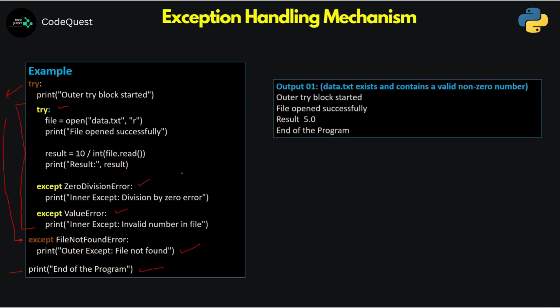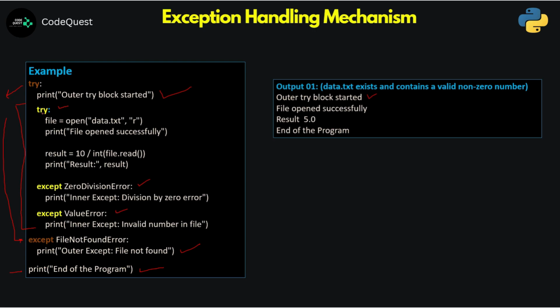Let's look into case number 1. Let's imagine this data.txt file which I am opening is available and it contains a valid non-zero number. Let's say I have kept something in this file, suppose I'm keeping 2. When this program execution begins, of course the outer try block will print this. As a result, we got outer try block started.